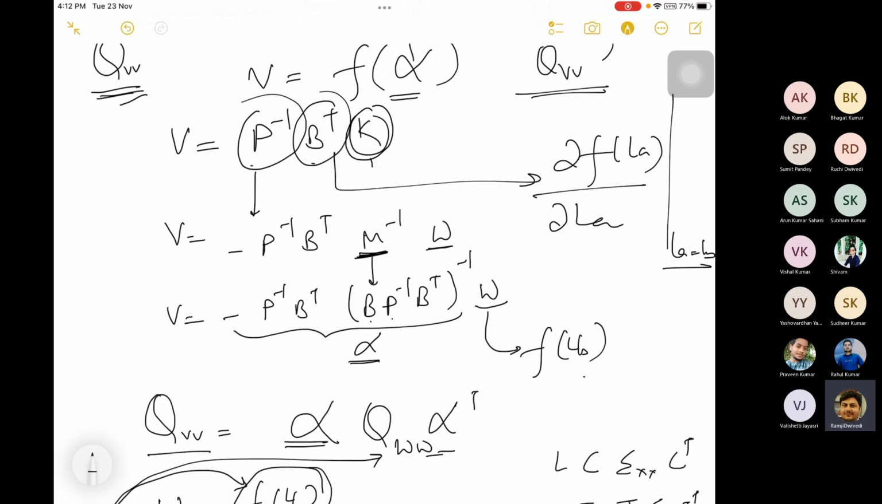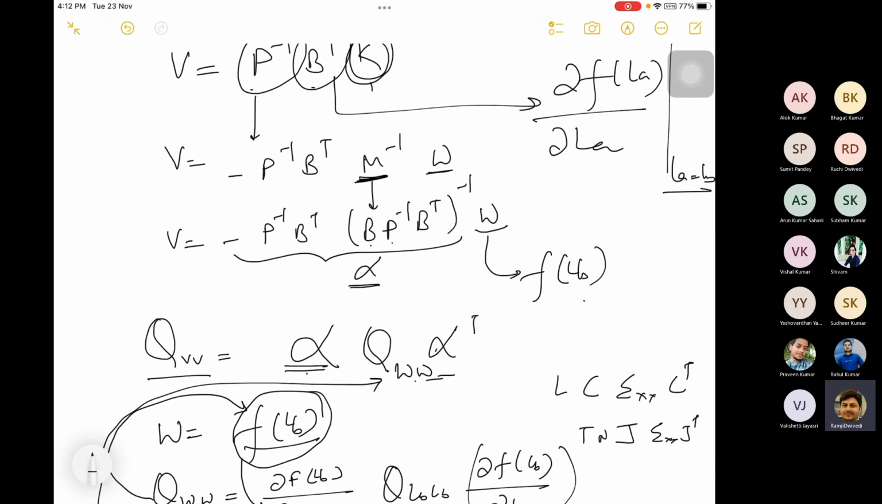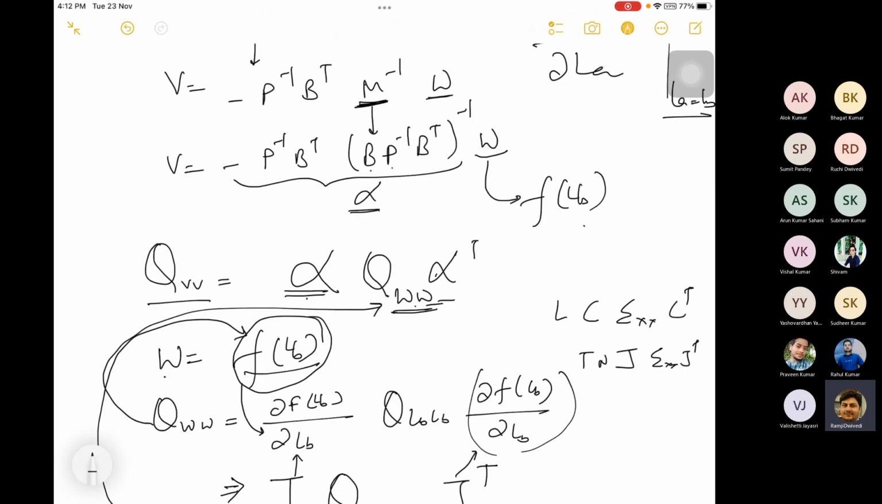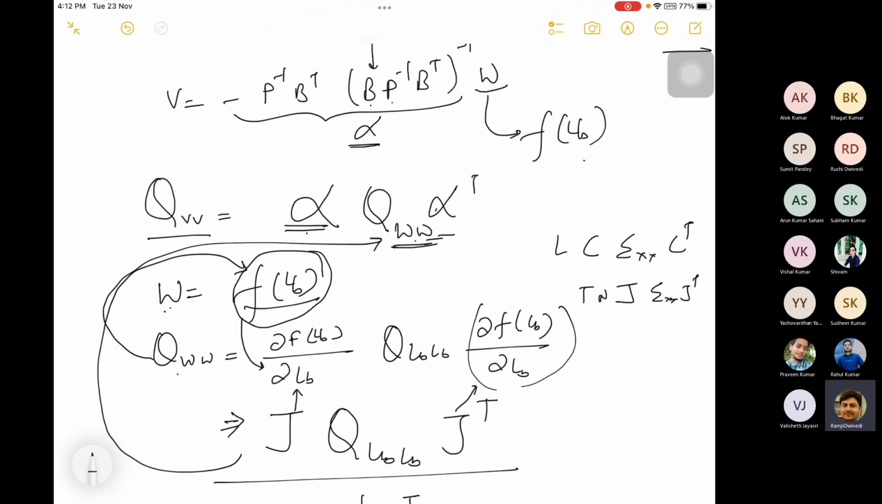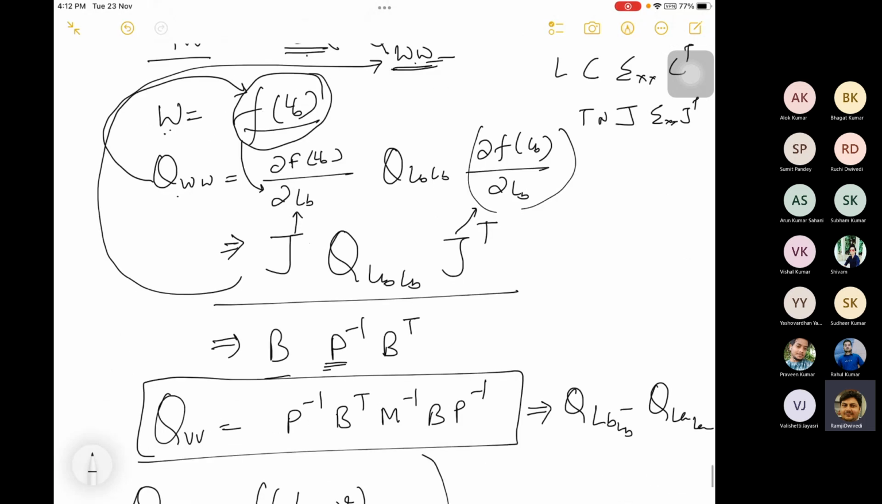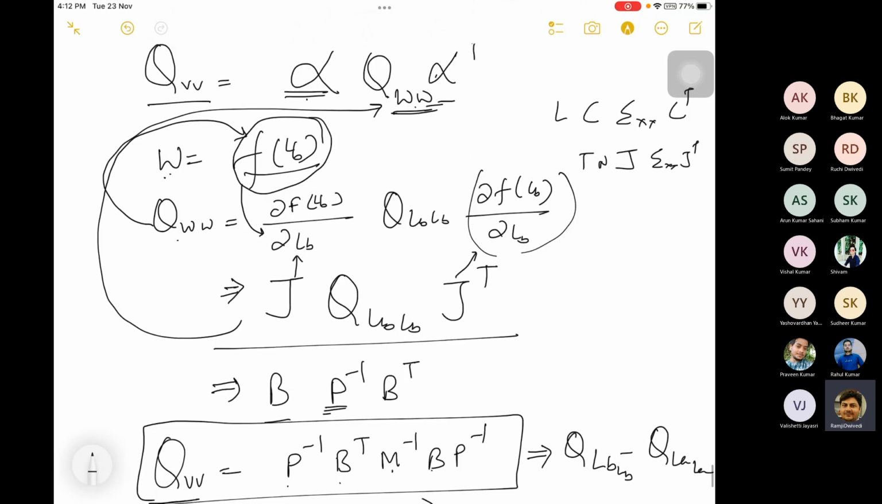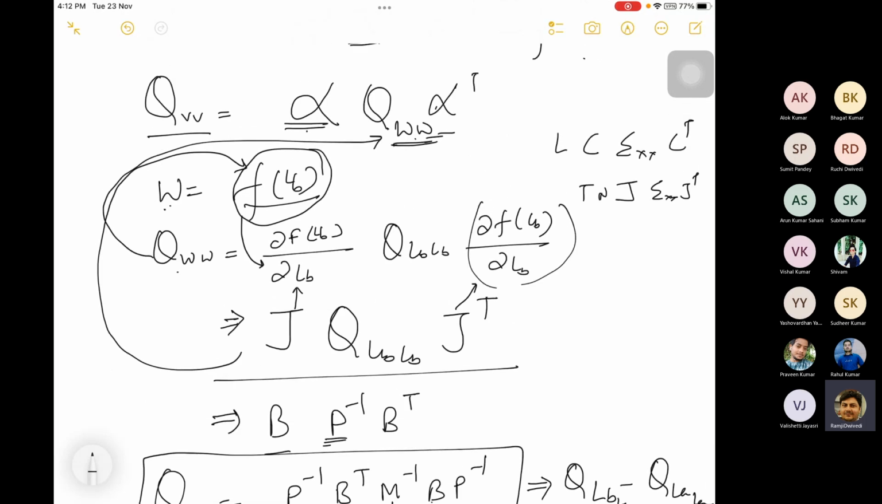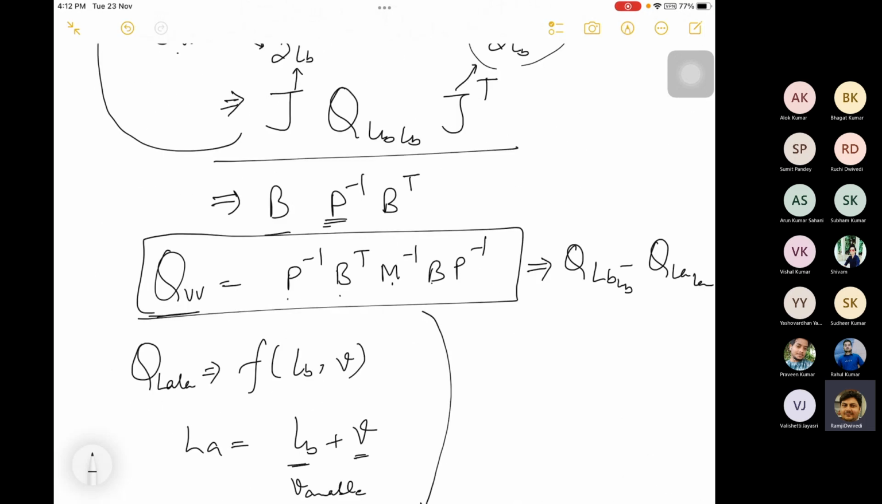So you can write QVV as alpha QWW alpha transpose. You do not know QWW. You again go from the equation W is equal to F of LB. So QWW is Jacobian, QLBLB, Jacobian transpose, which becomes B, P inverse, B transpose. So you will write QVV as P inverse B transpose M inverse B P inverse if you replace this QWW in between. So that will give you QVV.